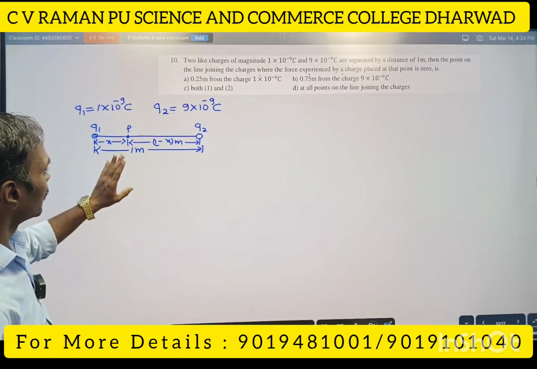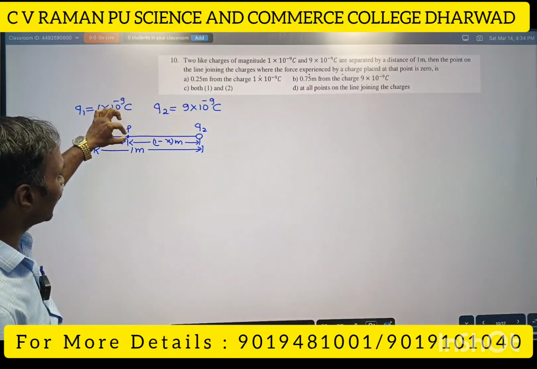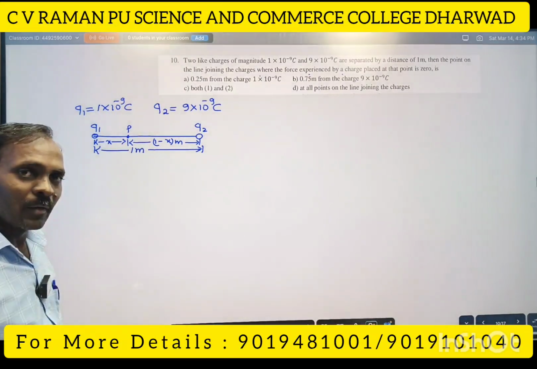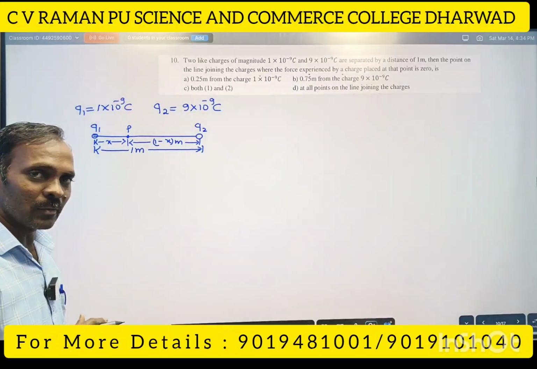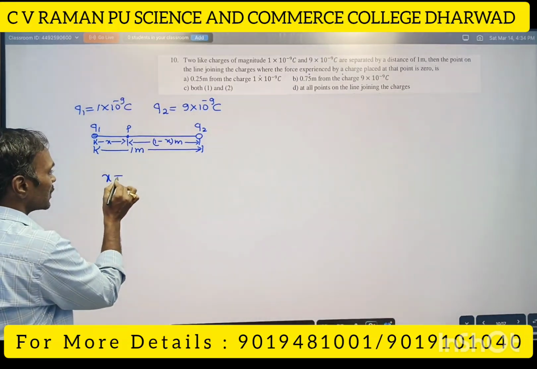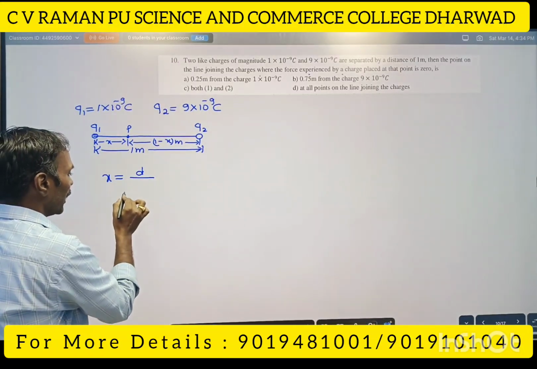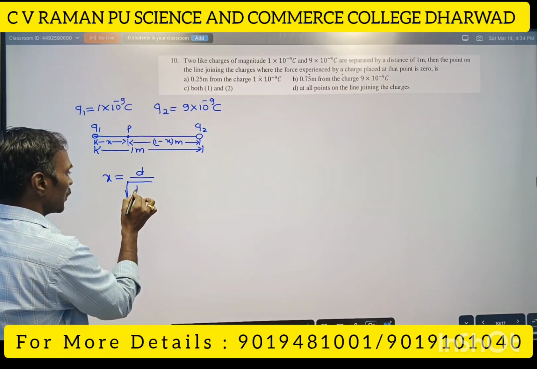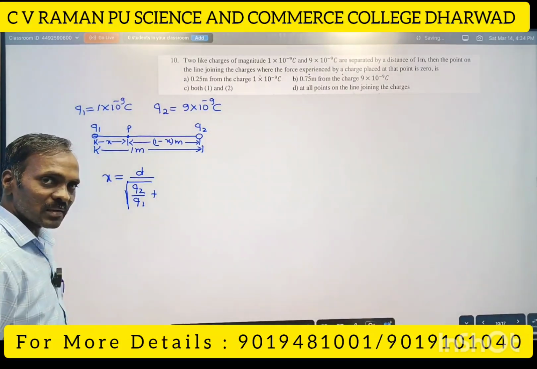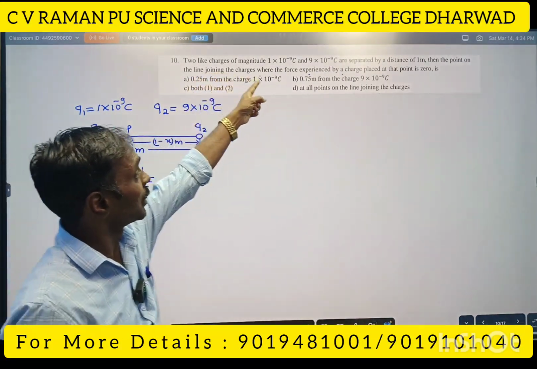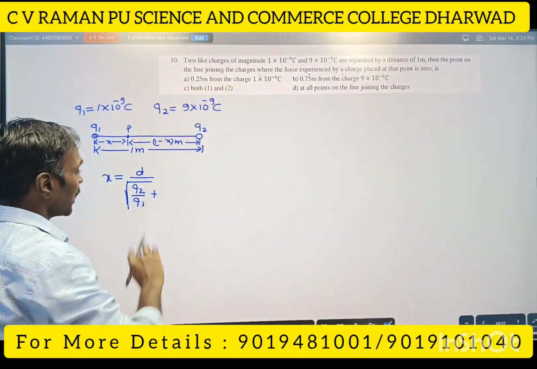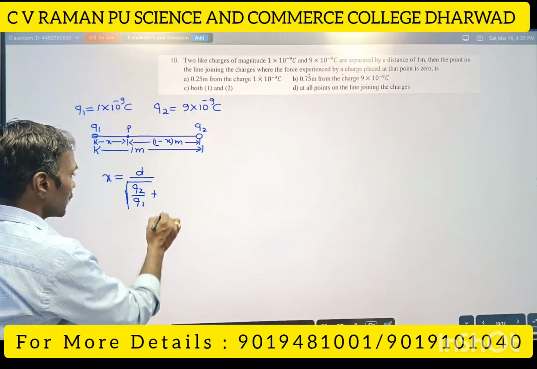So net force acting at a point P is equal to 0. We call this point the null point. We can solve this question in detail, and also using a shortcut formula. X is equal to d divided by under root Q2 divided by Q1, plus or minus 1. If two charges are like charges, as they are given here, it is plus. If the charges are unlike charges, this will be minus.